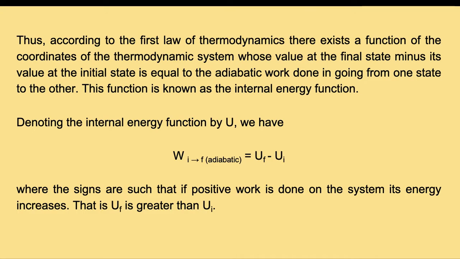This function is known as the internal energy function. Like gravitational potential energy and electrostatic potential energy, you call this the internal energy function. Denoting the internal energy function by U, we have W from I to F adiabatic, that is, the work done in going from I to F adiabatically, equal to the change in internal energy, final state minus initial state, where the signs are such that if positive work is done on the system, its energy increases. That means if the work done is positive, UF minus UI is positive, which means UF is greater than UI. That means internal energy increased.